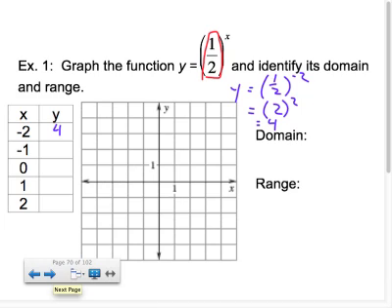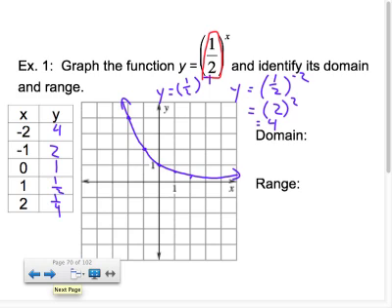If it were -1, you'd have y equals (1/2)^-1, just flip the fraction, and you end up with 2. Anything to the 0 is 1. Raise it to the 1, you get 1/2, and to the 2, you get 1/4. So at -2, you're up at 4; at -1, you're at 2; at 0, you're at 1; at 1, you're at 1/2; and then 1/4. Your exponential decay graph is going to look something like this.